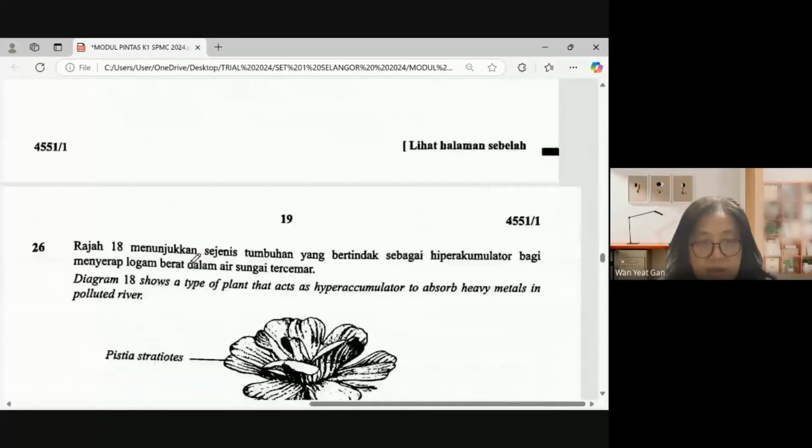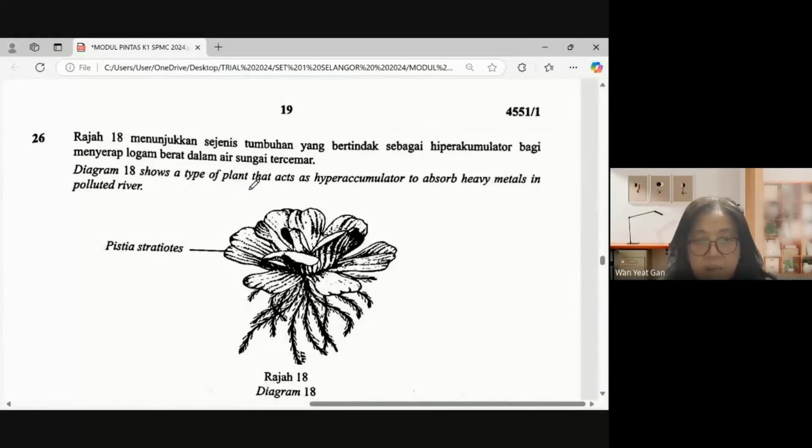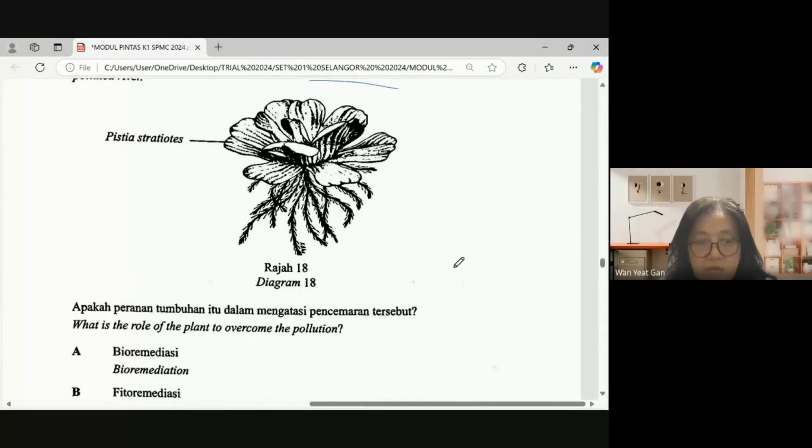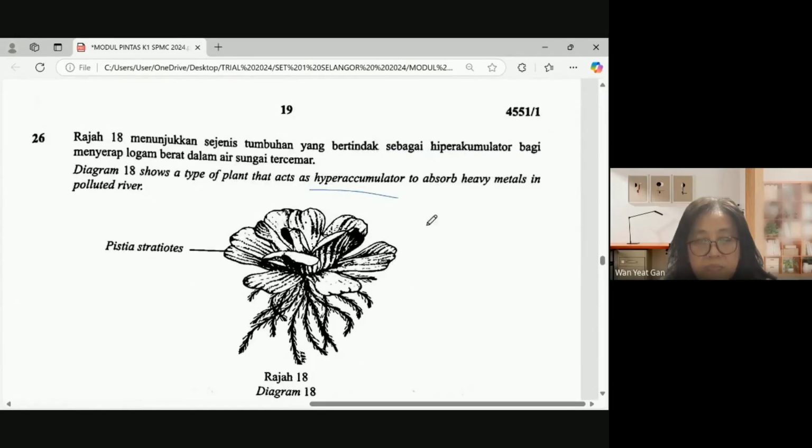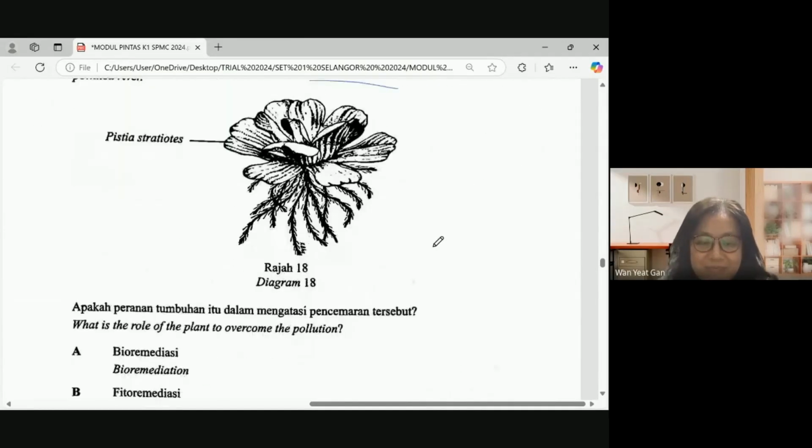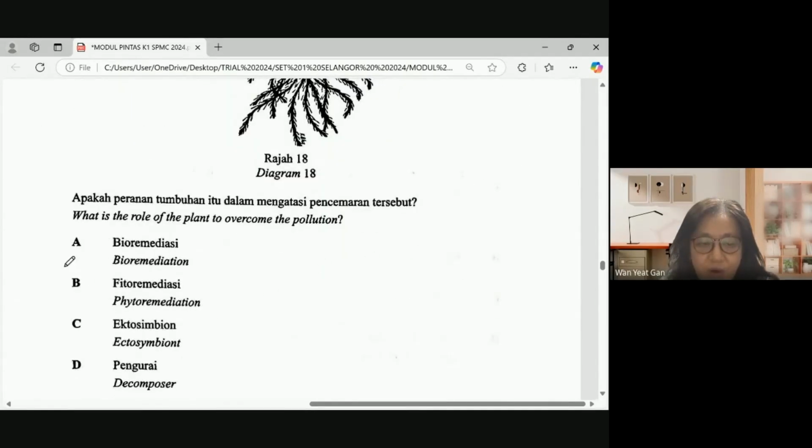Question 26 shows a type of plant that acts as a hyperaccumulator to absorb heavy metals in polluted river. So what is the role of this plant to overcome the pollution? Now this plant is used as a plant that can absorb heavy metal. It is used to treat polluted river. So the process is called phytoremediation.